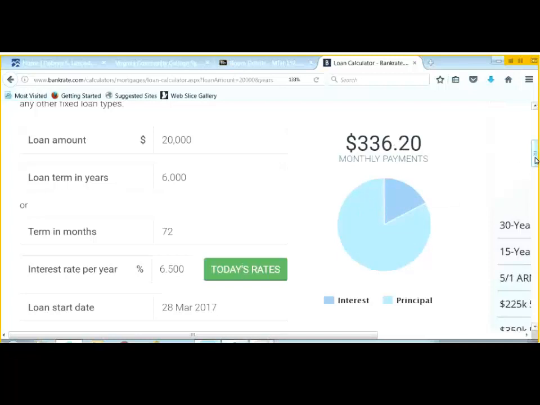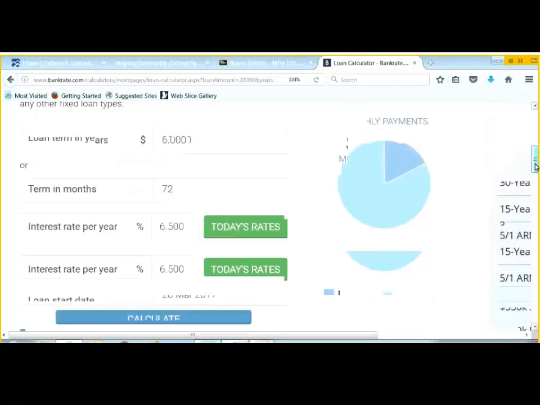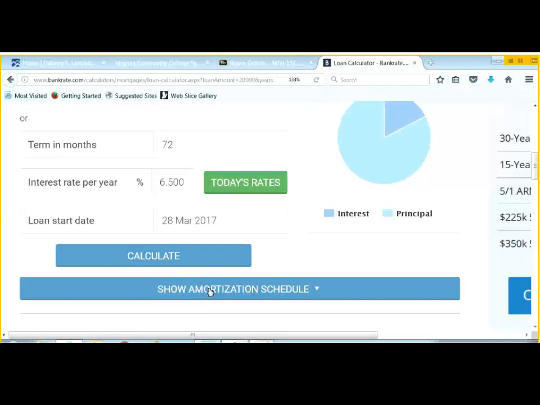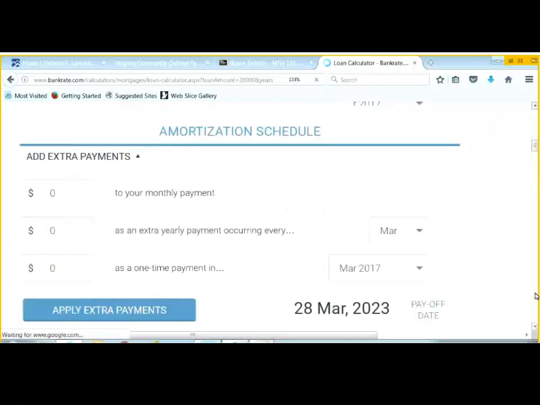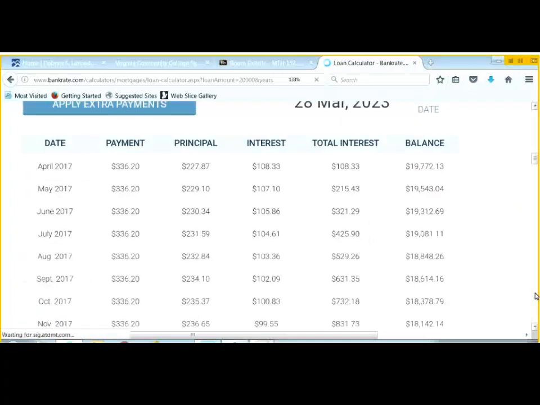So besides figuring out your monthly payment, if you go down, it says show amortization schedule. It's a big word. Basically it just shows you how your balance, how much you still owe on the car, varies with time. So if you said after a year I want to pay the loan off, you'd know what that value is. So we do that. It says show amortization schedule, and what you'll see is like a spreadsheet.